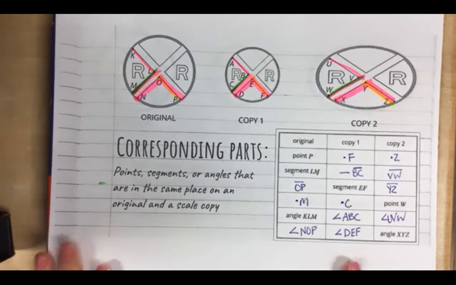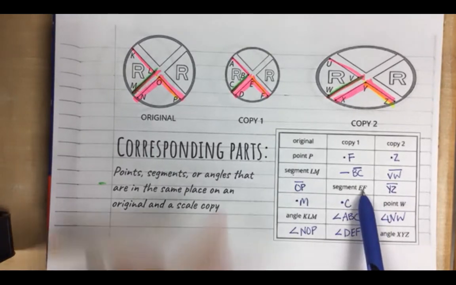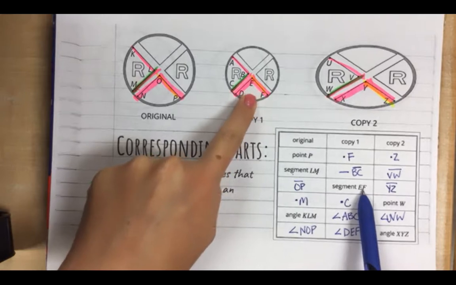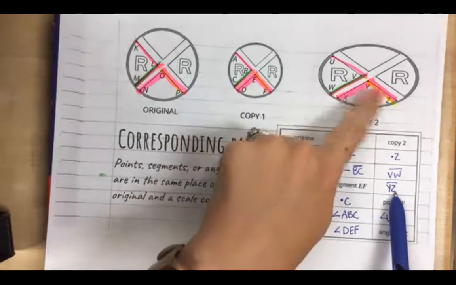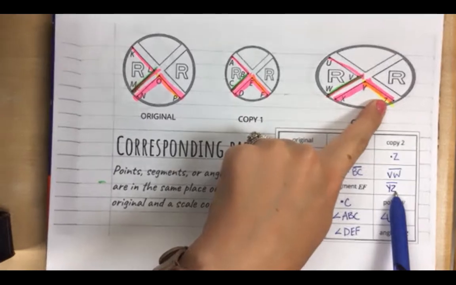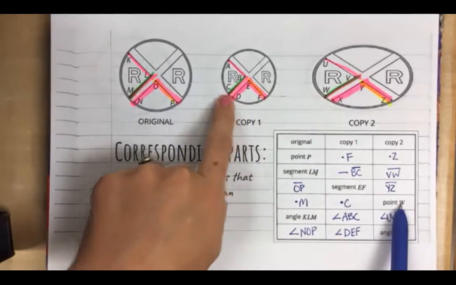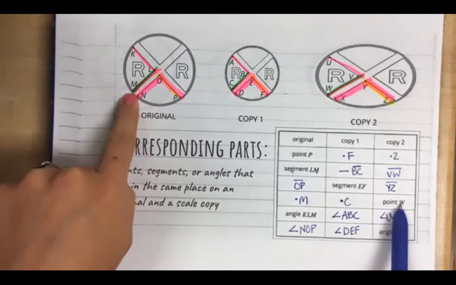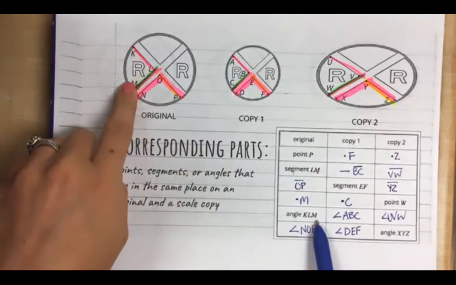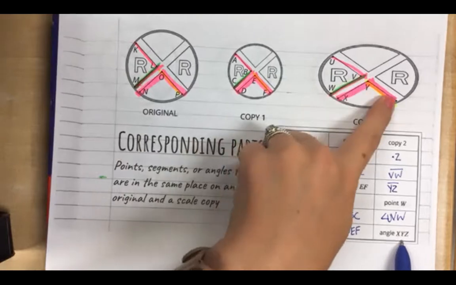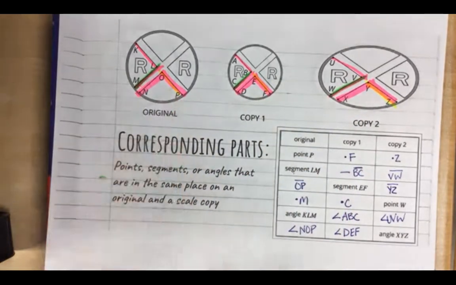Okay, folks, I filled in the rest of our table. So segment EF in copy 1 correlates with OP in the original and YZ in copy 2. Point W, point C, point M are all corresponding points. Angle KLM, we already did that one actually. Angle XYZ, DEF, and NOP all correspond, okay?